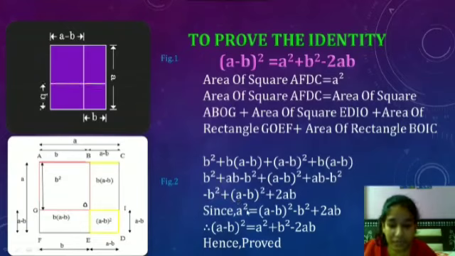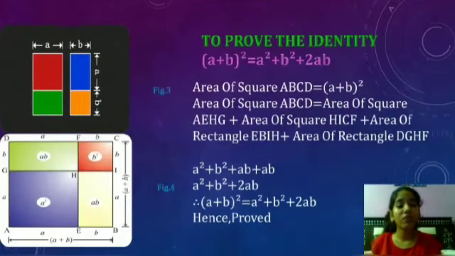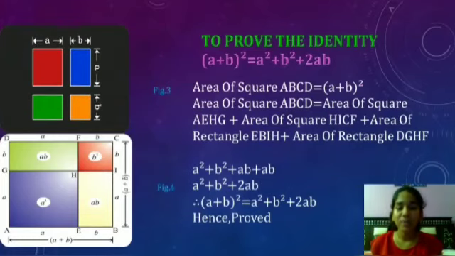Since a² is equal to (a − b)² − b² + 2ab, therefore (a − b) whole square is equal to a² + b² − 2ab. Hence, this identity is proved. Now we will prove the next identity: (a + b) whole square is equal to a² + b² + 2ab.